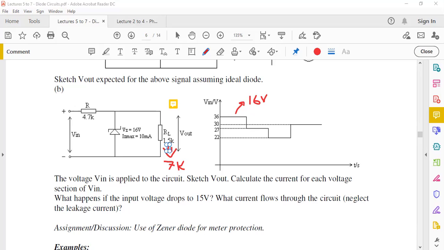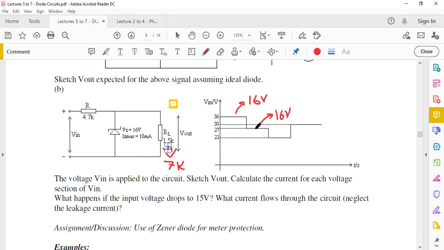So similar calculation now, you would take the 7 divided by 11.7, the summation of the two resistances, the voltage divider, multiply now by 27, we're getting a voltage of 16.2 volts. So 16.2 volts, again, is above your 16 volts. So even in this range here, the output V out would be 16 volts because you're exceeding the breakdown. It's going to be 16 volts, and the 0.2 volts, if you want, is going to appear across the resistor R here. So very small current is going to flow.